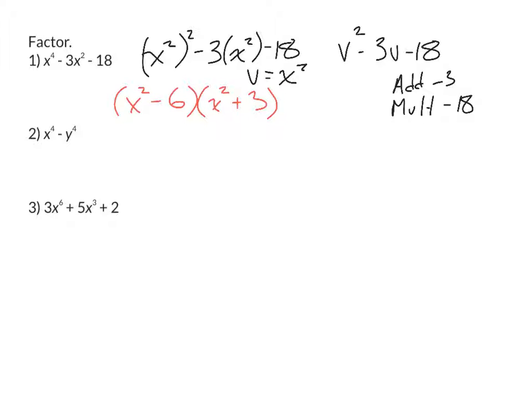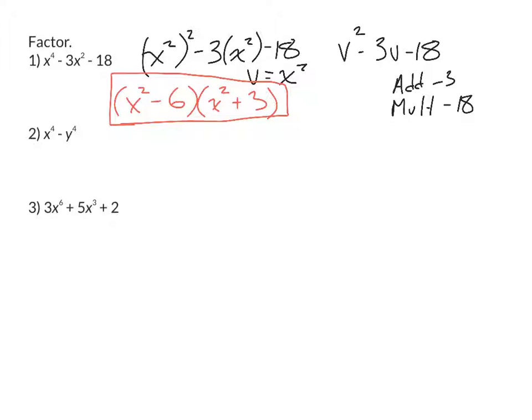Now we look to factor again. X squared minus 6 is close to a difference of squares, except the number 6 is not a perfect square, so we can't factor that. And x squared plus 3, well, that doesn't even have the minus sign. So this is the factored form for number 1.